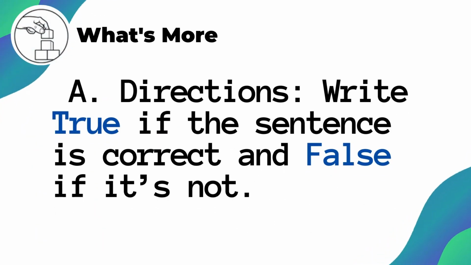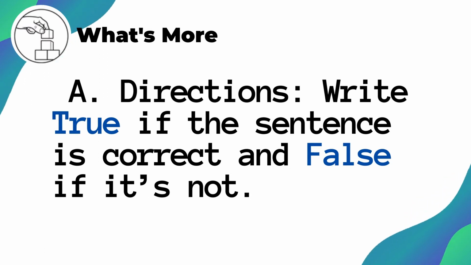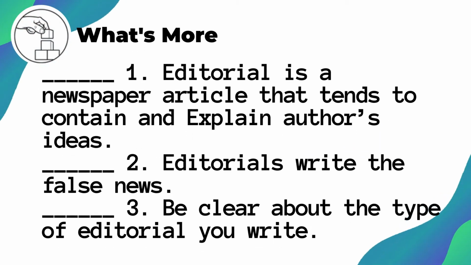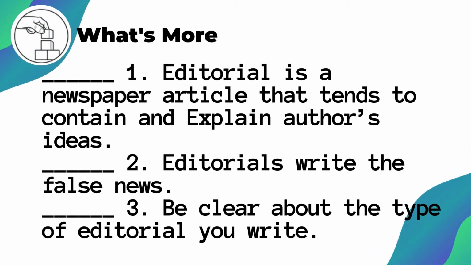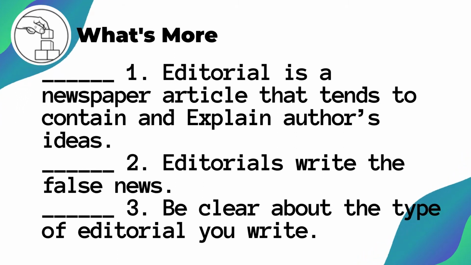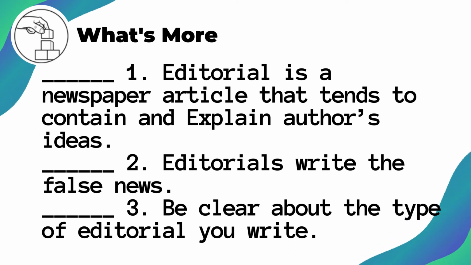We are now in what's more. Directions. Write true if the sentence is correct and false if it is not. Number 1. Editorial is a newspaper article that tends to contain and explain authors' ideas. Number 2. Editorials write the false news.